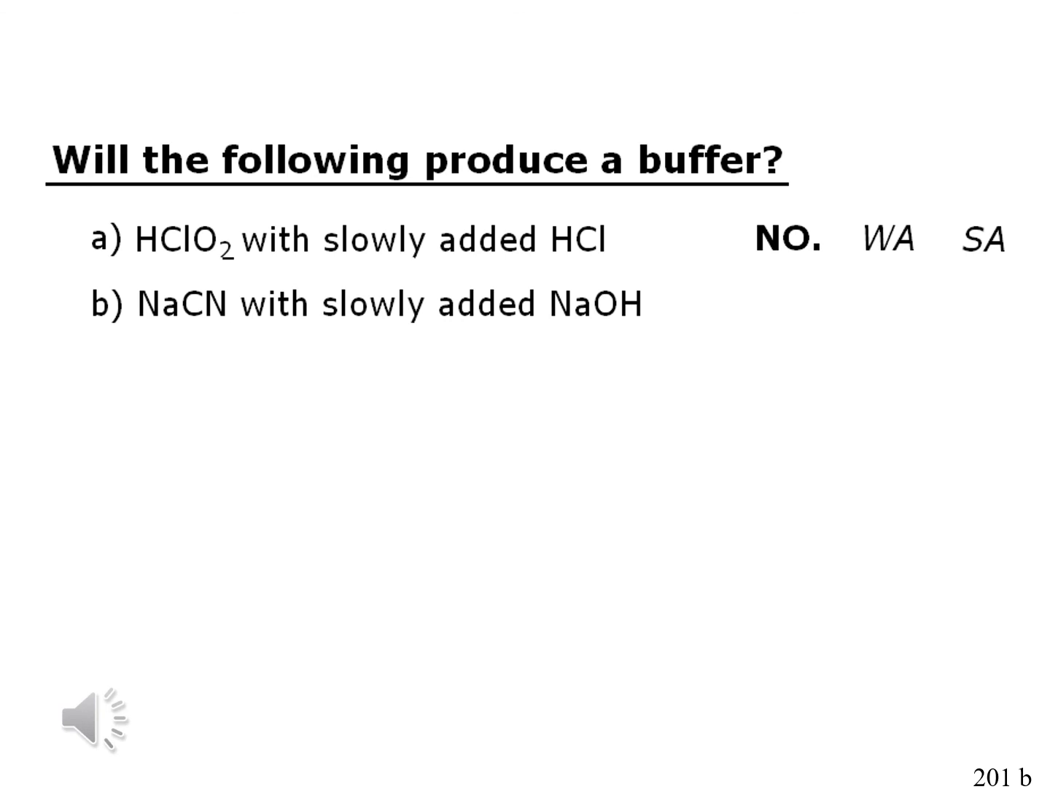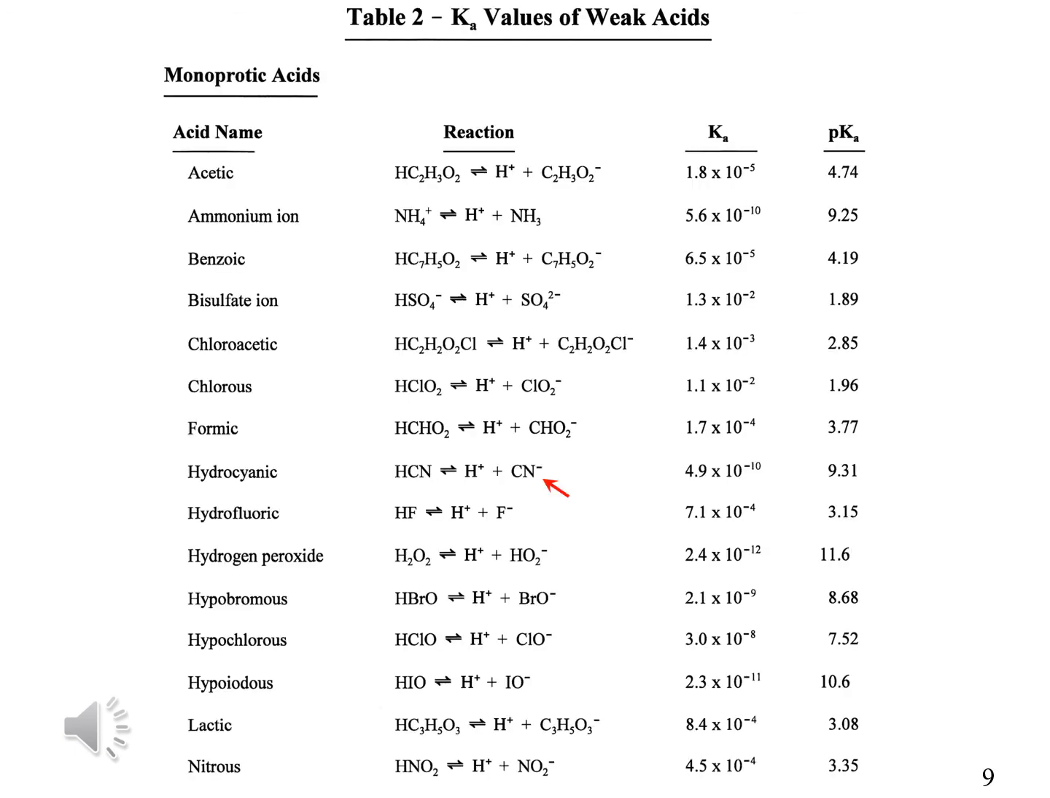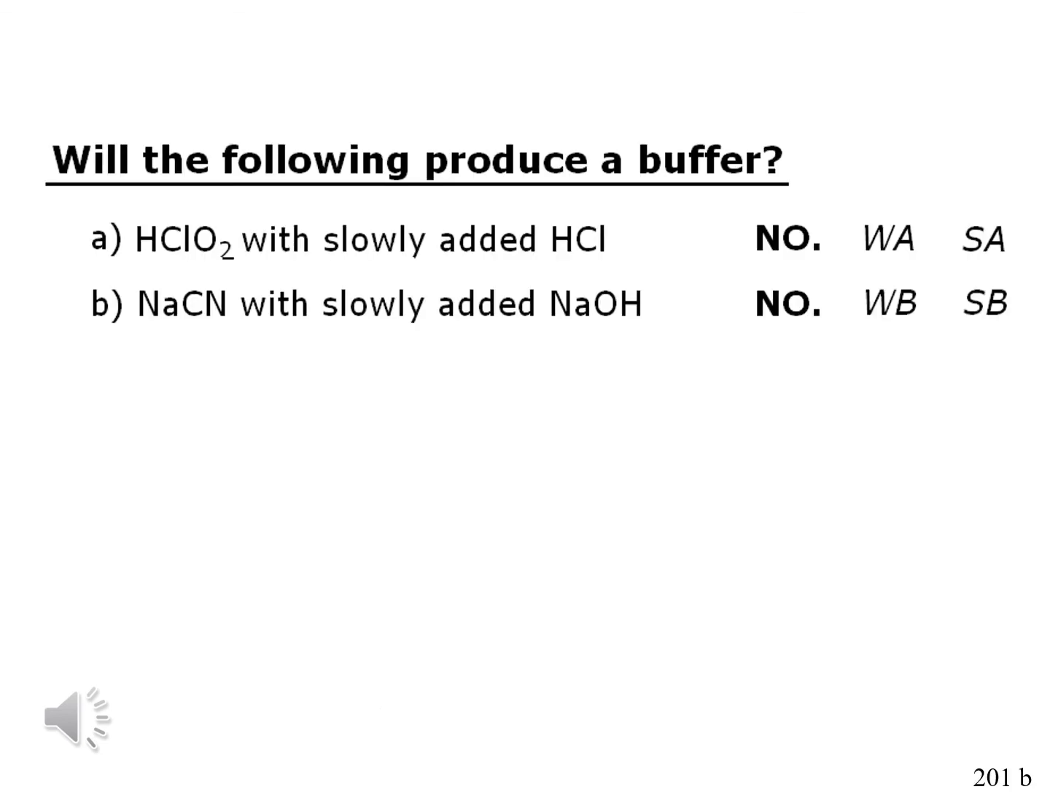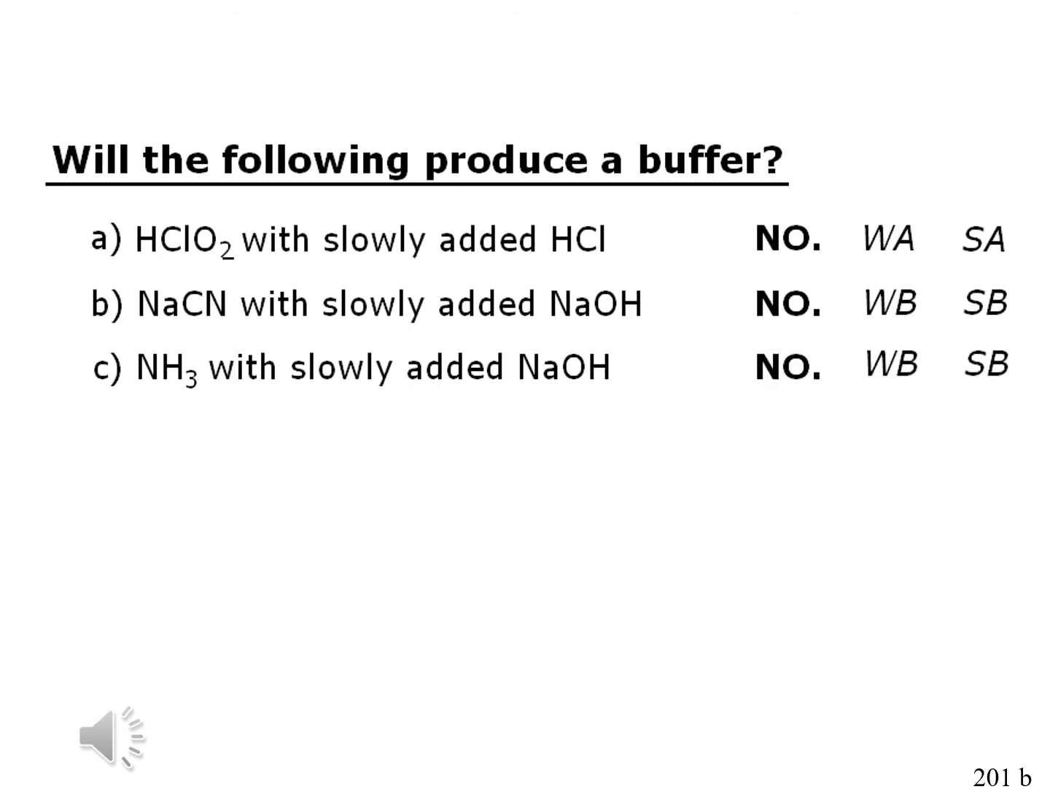Now what about NaCN with slowly added NaOH? Well, you know NaOH is a base, and so is CN minus. There it is on the right of the arrows. So if you add two bases together, that's not going to make a buffer either. But ammonia with sodium hydroxide, that's no good either because these are both bases. Again, ammonia is a weak base. Sodium hydroxide is a strong base. That's not going to work. So we still don't have one that works. Let's try the next one.